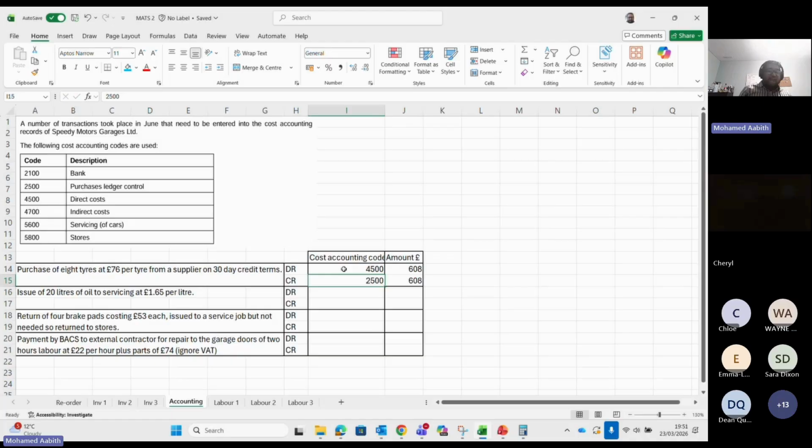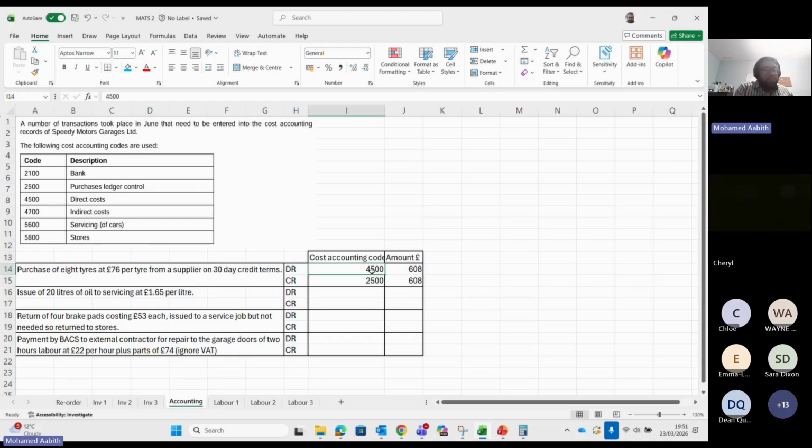But here, because the company is a garage, this is a direct cost. Now let's look at that next one here. 20 liters of oil to servicing at £1.65 per liter. Okay, so we have to remember here, guys, this one is oil. We use it for servicing. Even though you have servicing here for the cars, I have to consider this may be an indirect cost. Yeah, so I can think about it. This is an indirect cost. Let's say here, can I think about it this way?